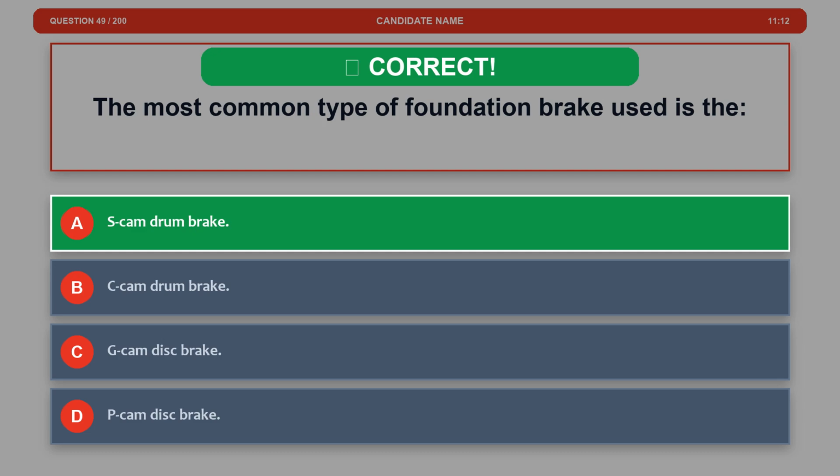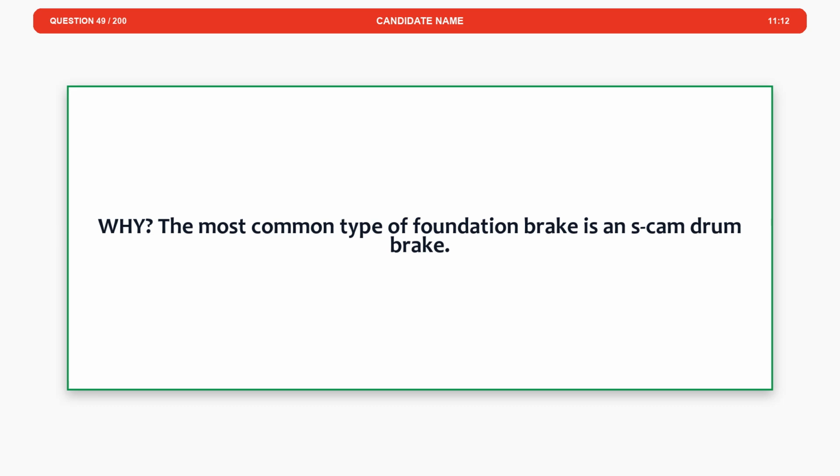The correct answer is option A, S-cam drum brake. Explanation. The most common type of foundation brake is an S-cam drum brake.